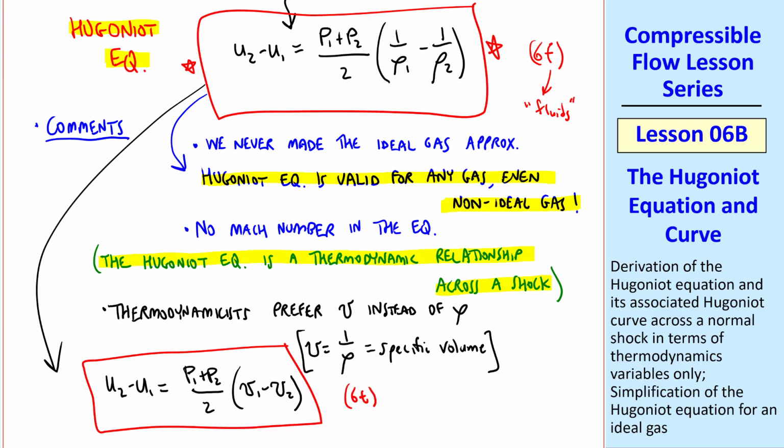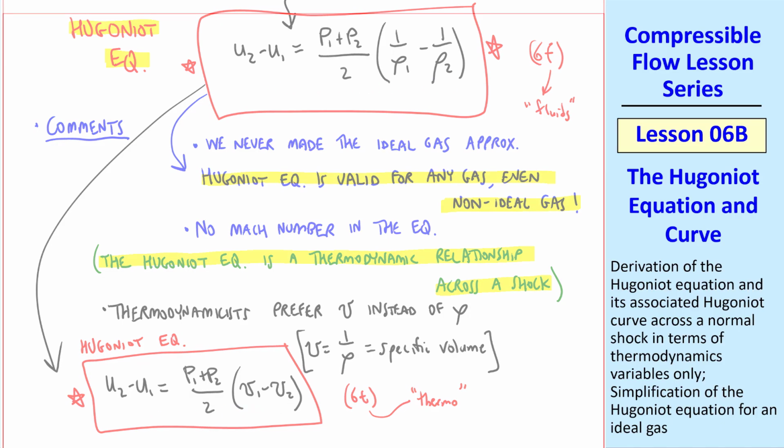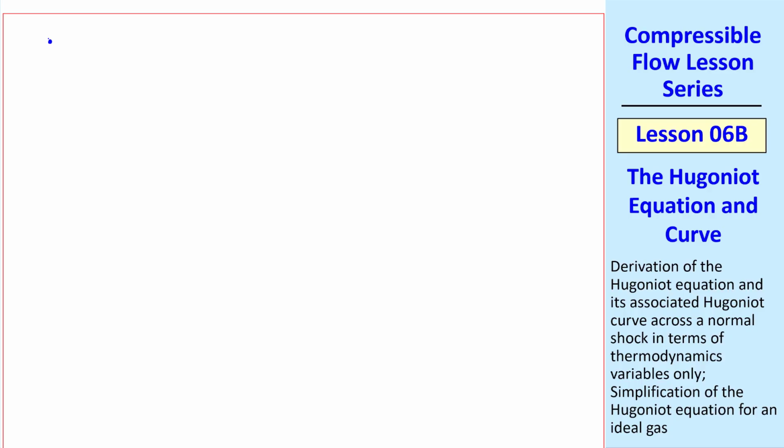I'll call this equation 6T, where T stands for thermo. This is still called the Hugoniot equation. In fact, it's more commonly written this way rather than this way. Continuing with our comments, all the variables are state variables.